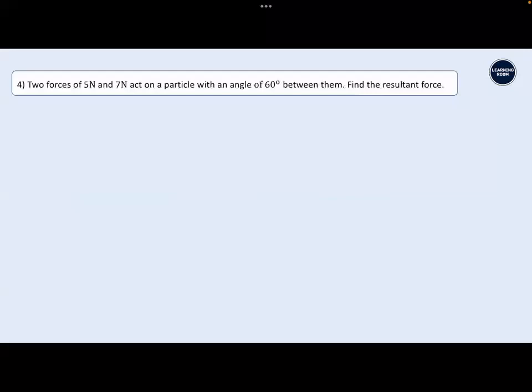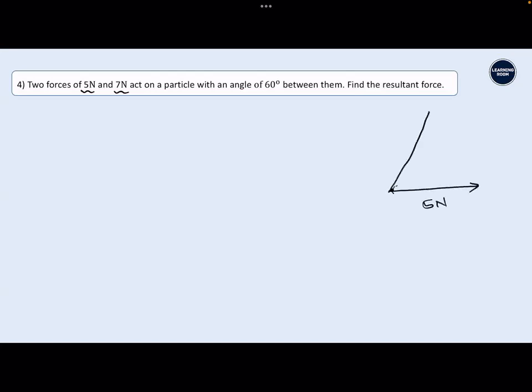The fourth problem is there are two forces of 5 Newton and 7 Newton which act on a particle at an angle of 60 degrees between them. Find the resultant force. So this is 5 Newton and this is 7 Newton, and they both act at an angle of 60 degrees with respect to each other.